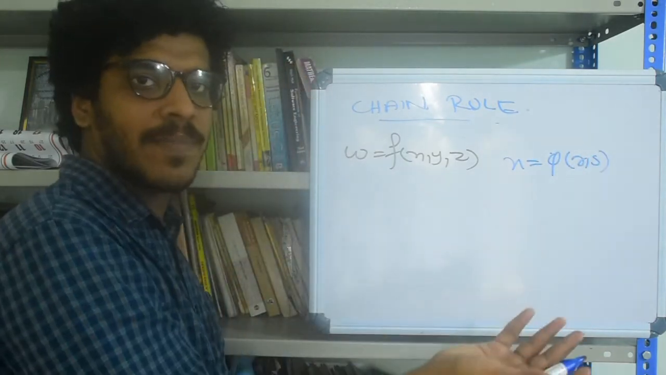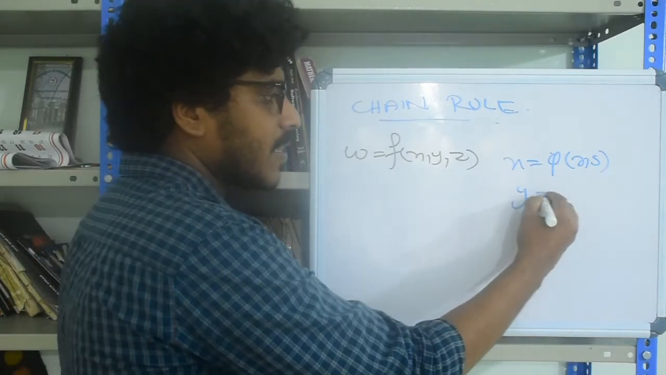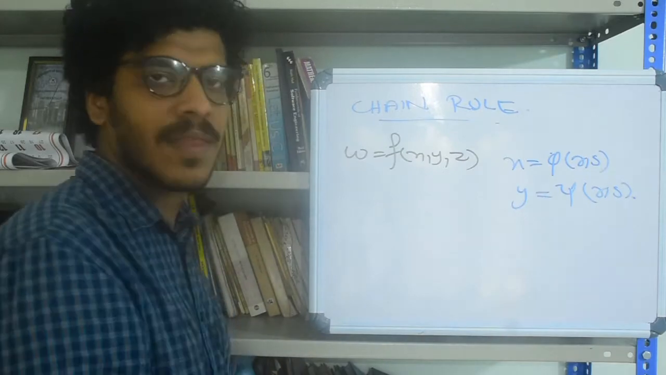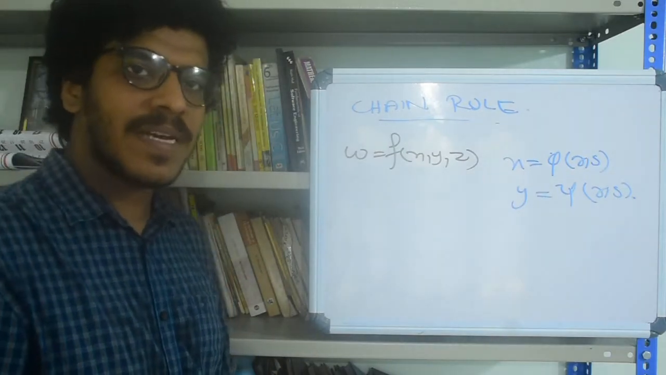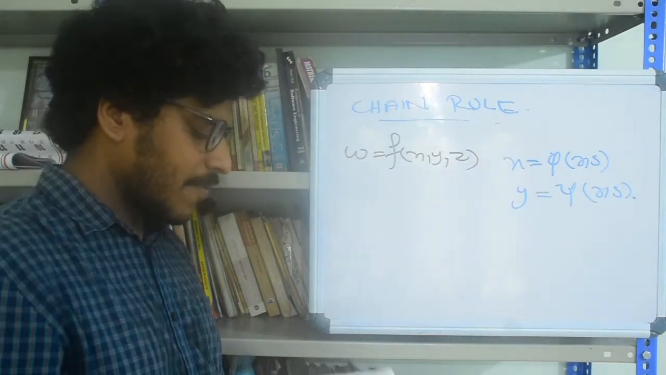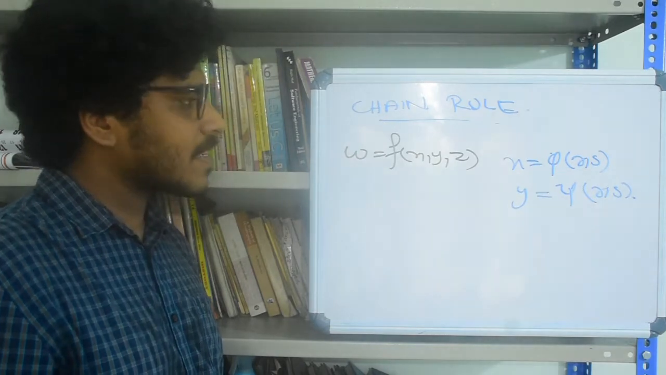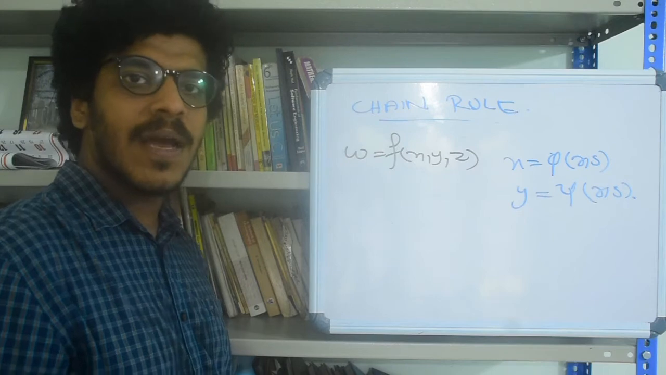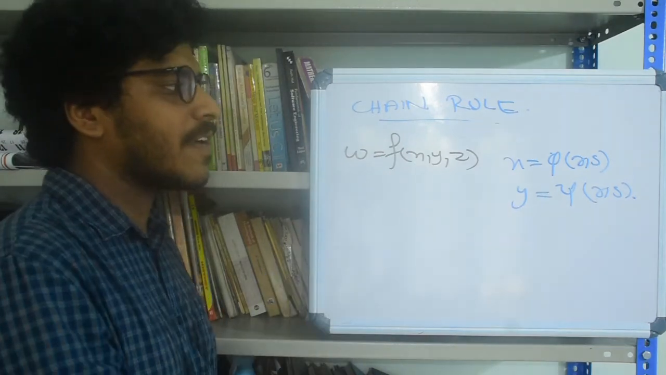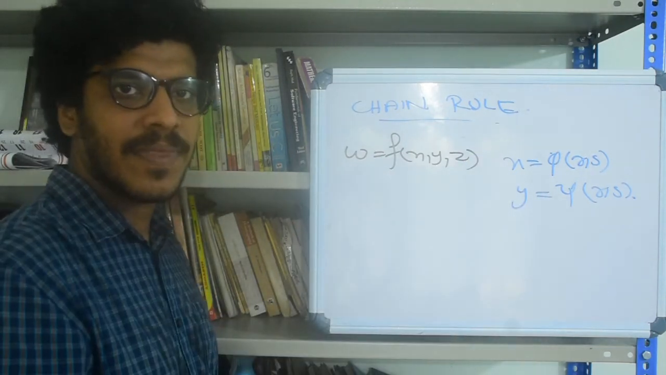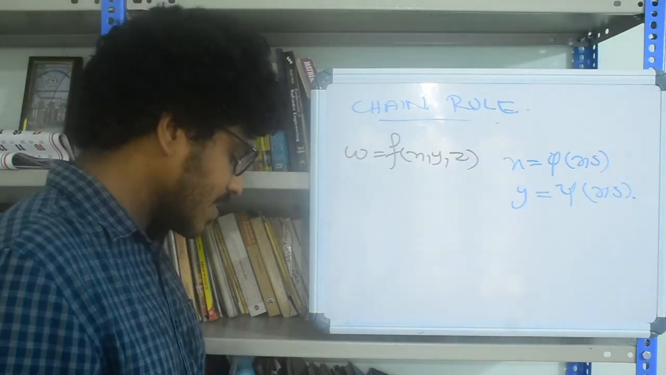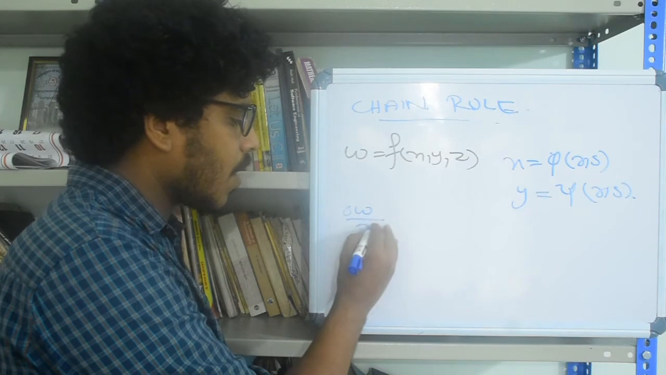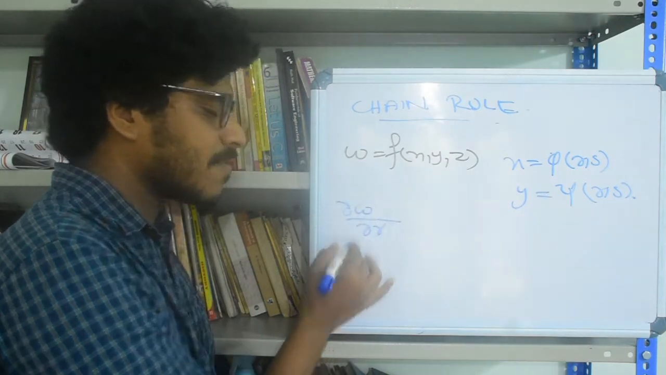Let x be a two variable function. Let y equal psi of r, s. Right. So this makes a slight difference. We have been dealing with functions with only one independent variable, but here we have two independent variables, r and s. So in this case, we may evaluate dou w by dou r, what we have done for two variable functions.